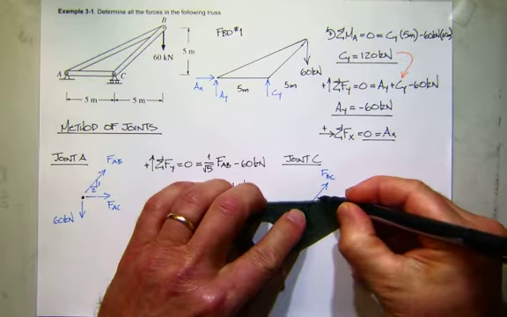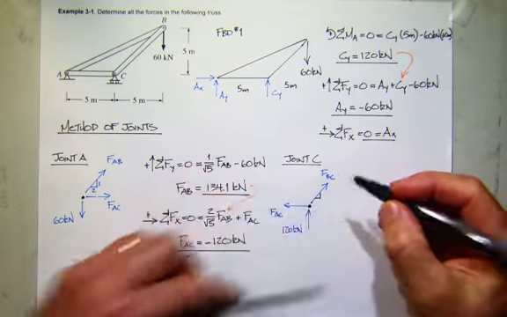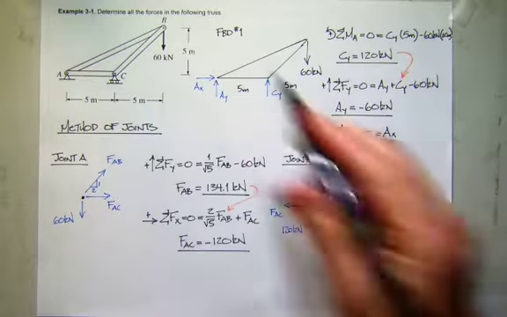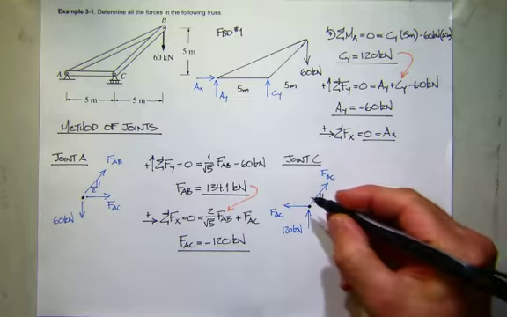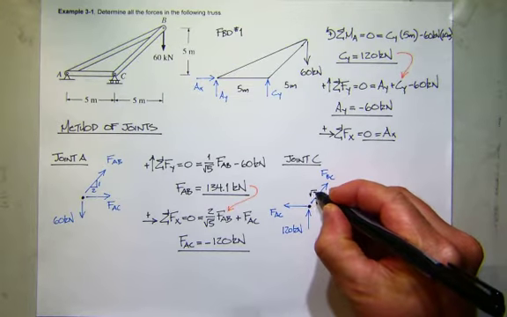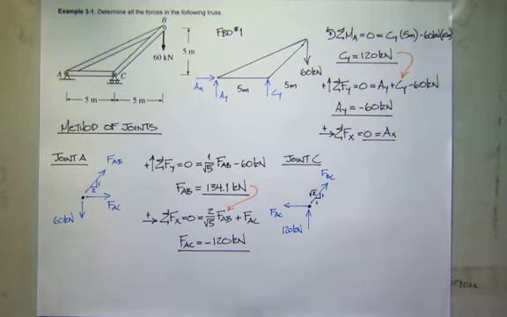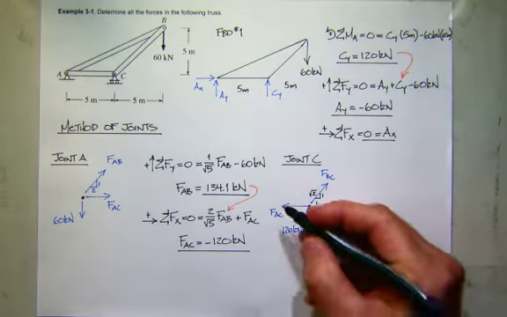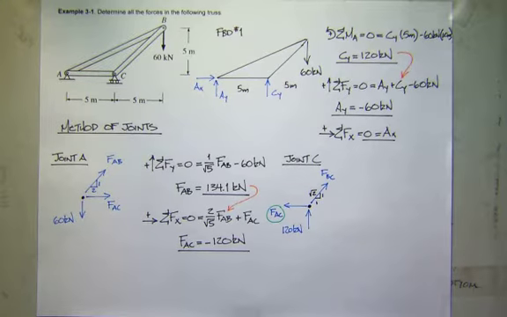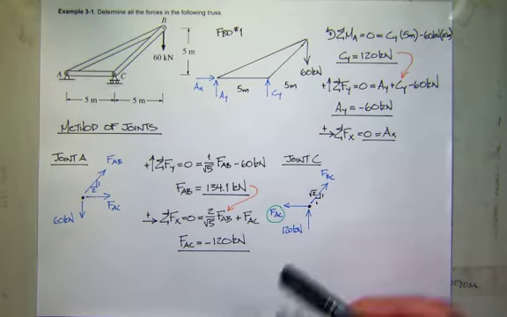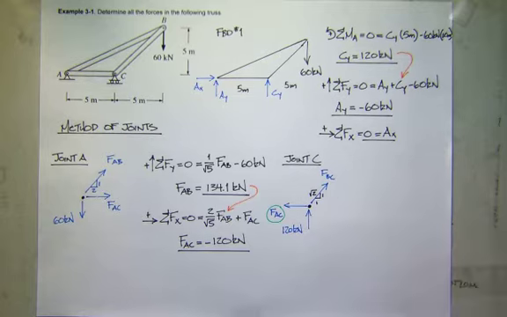What's the slope of my line here? 5 to 5, which is 1 to 1. So what's the hypotenuse? Square root of 2. Now, I want you to remember that we've already solved for FAC, right? So what one equation can I write to get BC?